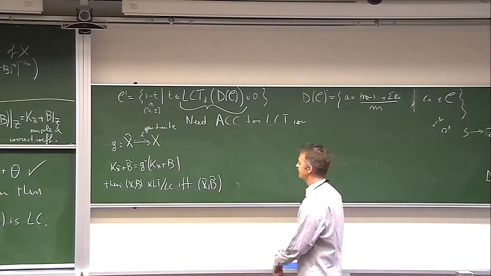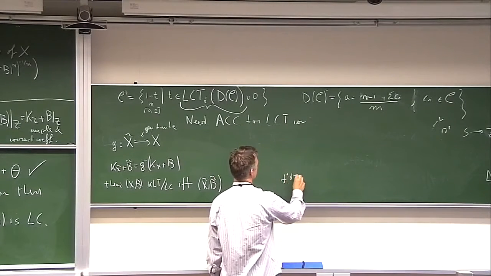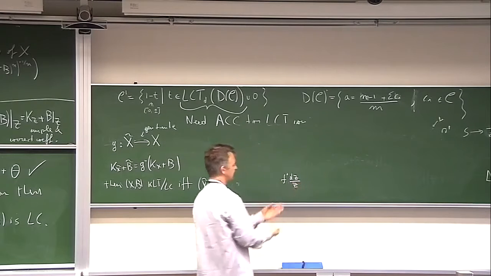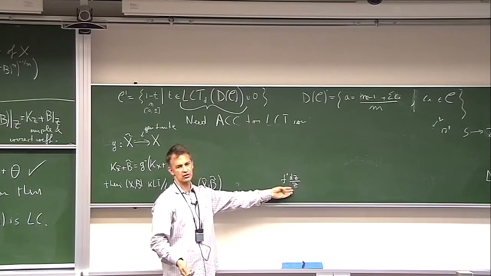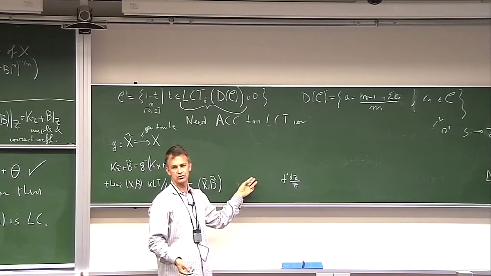If you don't believe it, try looking at the pullback of dz over z. This is exactly at the log canonical threshold. You have a pole of exactly order 1. And when you do a pullback on the generic finite map, you always get poles of order 1, right?